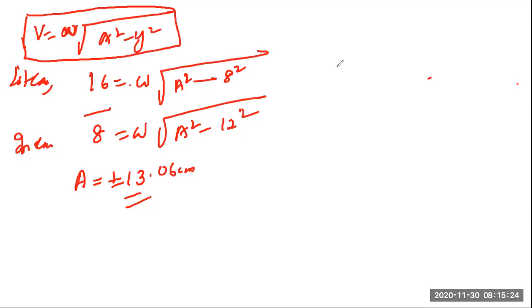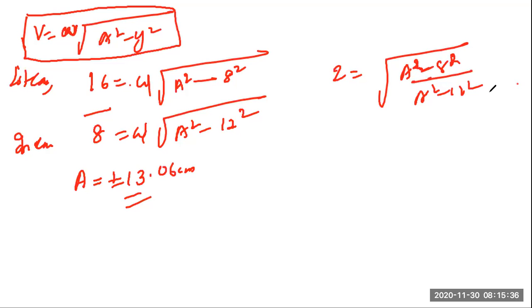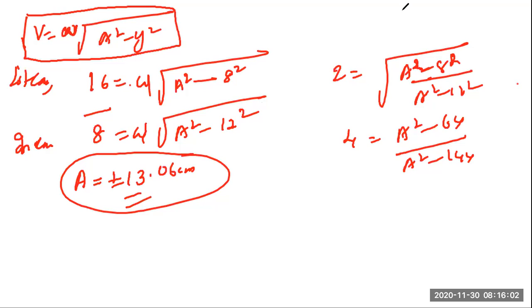Divide 16 by 8, that is 2. So omega cancels. Then this will be root of a squared minus 8 squared divided by root of a squared minus 12 squared. Take square on both sides. 4 is equal to a squared minus 64 divided by a squared minus 144. Cross multiply and do it. After solving it, this will be our answer: plus or minus 13.06. You try. If you're not getting, tell me. Otherwise, we cannot finish these numericals.